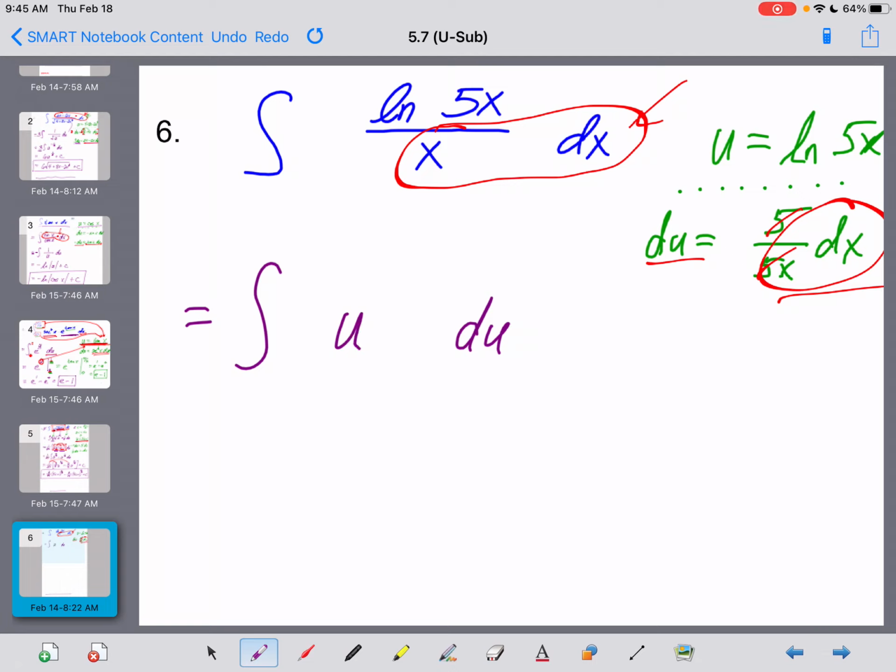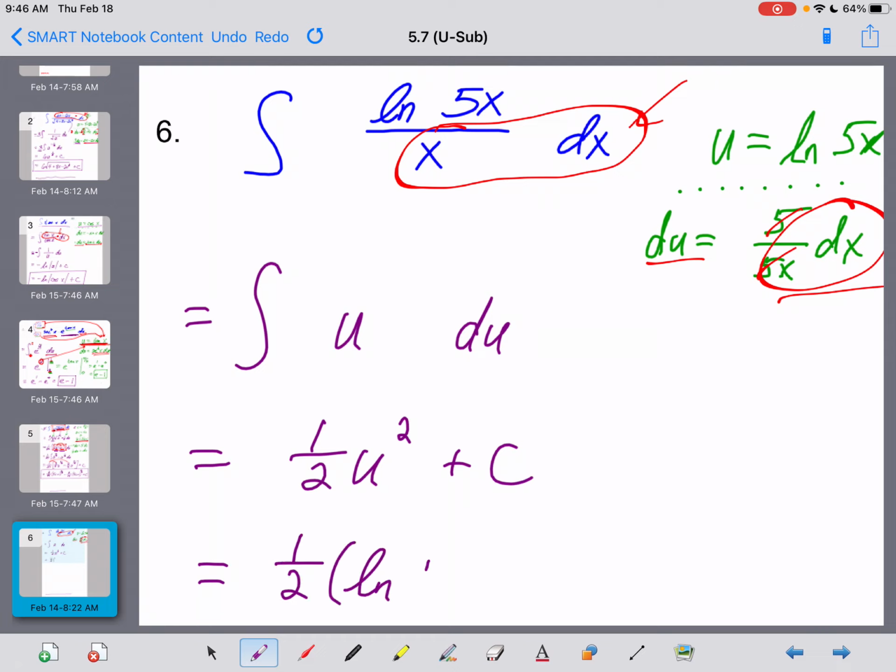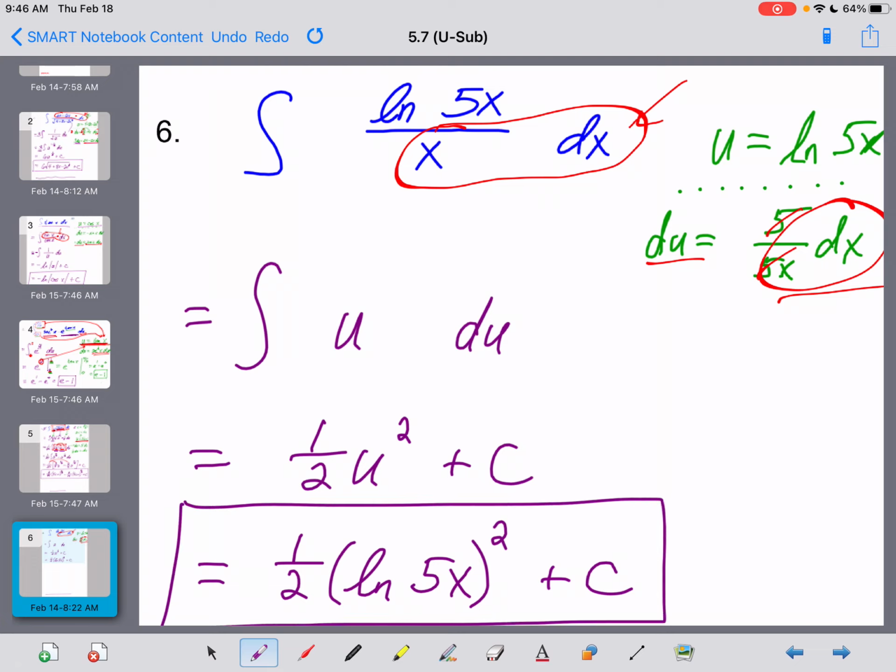That's it. This actually ends up being one of the easiest problems in this entire set of notes right here, guys. The integral of u is going to be 1/2 u squared plus c, and then we replace the u with the natural log of 5x. So we'll get 1/2 times the natural log of 5x quantity squared, and a plus c at the end of all that, and we are good to go, ladies and gentlemen.